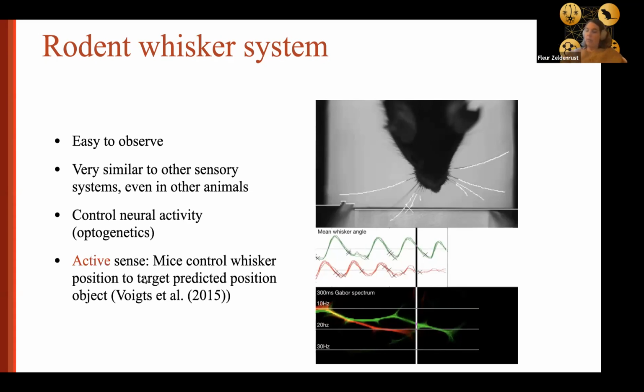So already in our lab, it was discovered that mice control the whisker position to where they think an object is. I'm not going to go too much into details for it now, but you can play little tricks, and you can see that over a couple of whisking cycles, they really target their whiskers to where they think an object is.